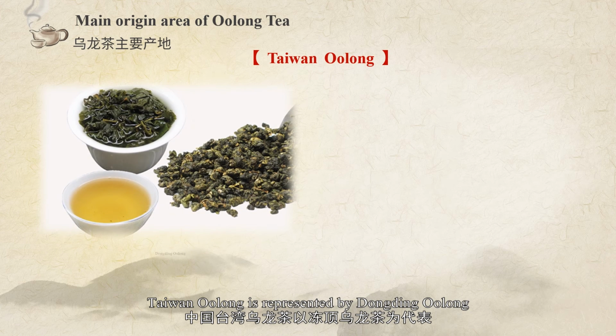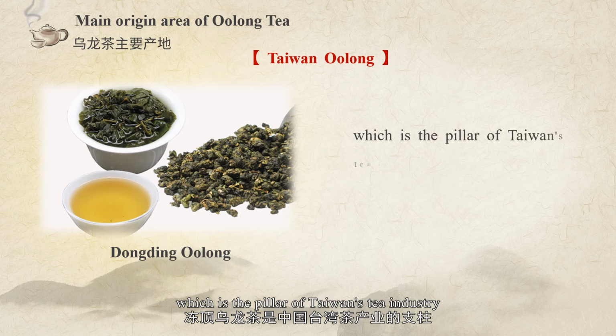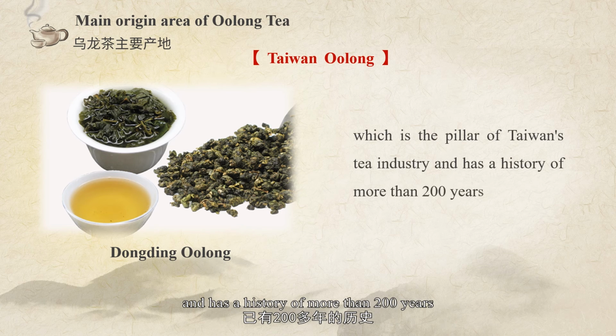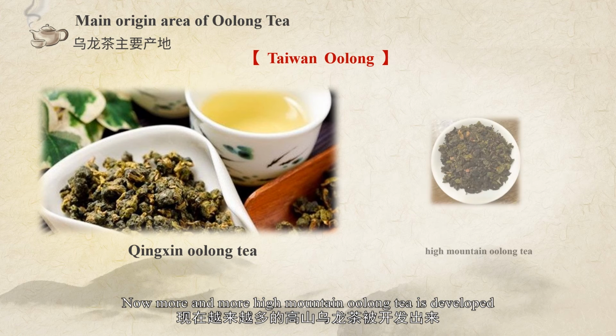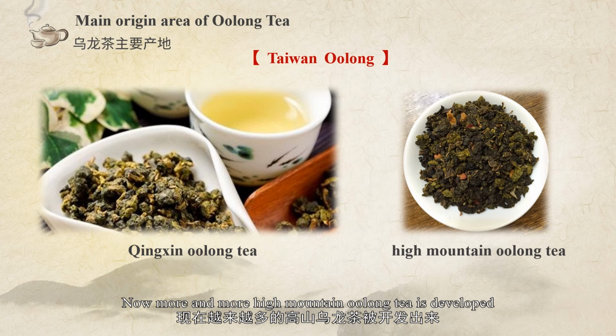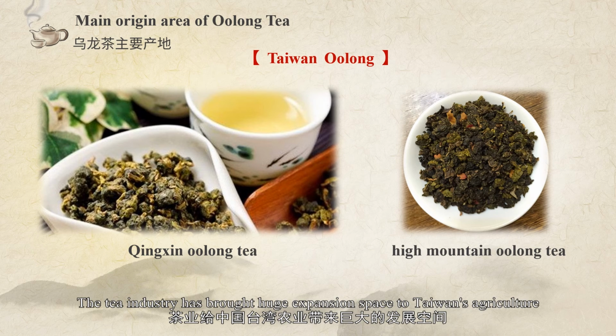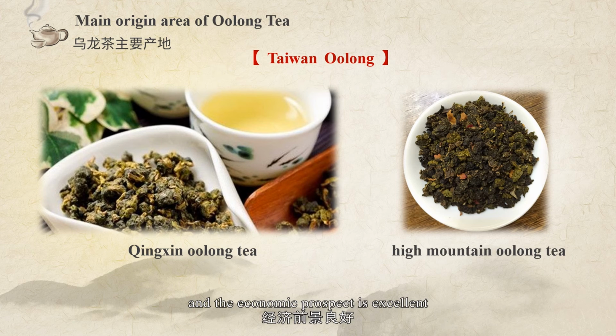Taiwan oolong is represented by Dongding oolong, which is the pillar of Taiwan's tea industry and has a history of more than 200 years. Qingxin oolong tea and Dongding oolong tea are well known in the tea industry. Now, more and more high mountain oolong tea is developed. The tea industry has brought huge expansion space to Taiwan's agriculture, and the economic prospect is excellent.